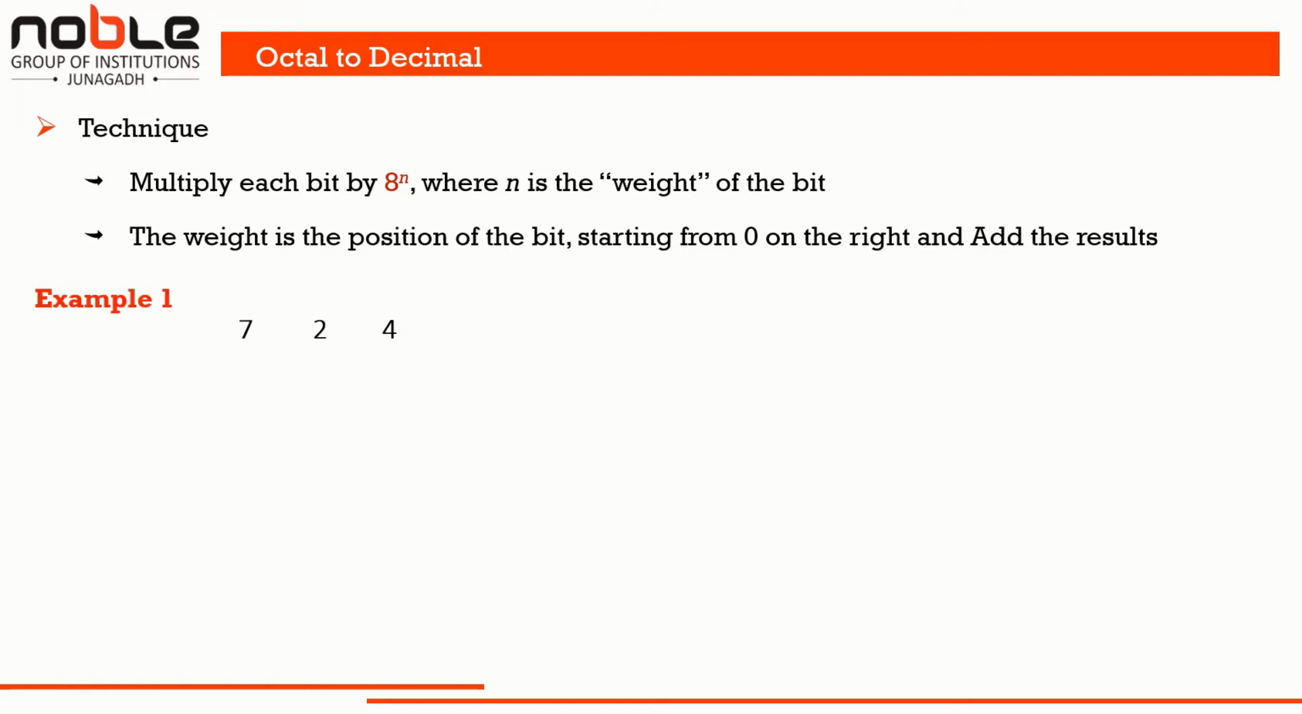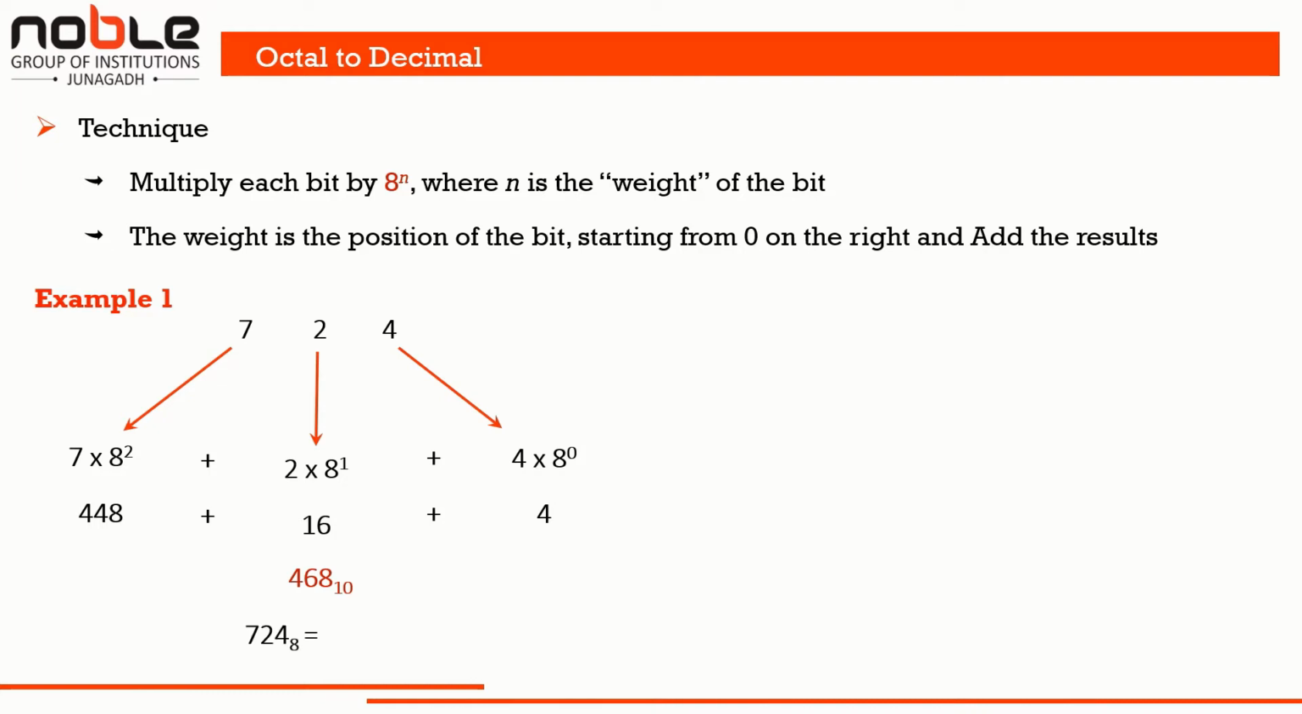Example 1. 724 octal number has to be converted into a decimal number. 4 is converted: 4 into 8 raised to 0, plus 2 into 8 raised to 1, plus 7 into 8 raised to 2, and the answer is 448 plus 16 plus 4. Finally 468 decimal. It means 724 octal is equal to 468 decimal.